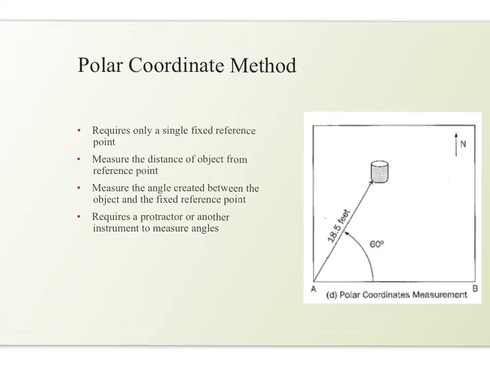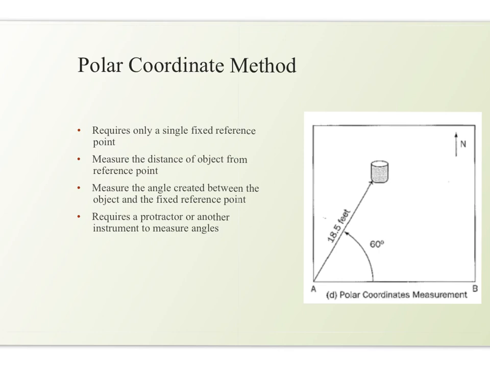Our final example is the polar coordinate method. This one typically is the most difficult for students to grasp. However, once you know how to use it, it's actually fairly simple. One nice thing about it is that it only requires a single fixed reference point. All you need to do is measure the distance of the object to the reference point, and then measure the angle created between the object and that fixed reference point. It does require a protractor or some type of instrument to make a measurement, similar to the way that we have seen with triangulation.